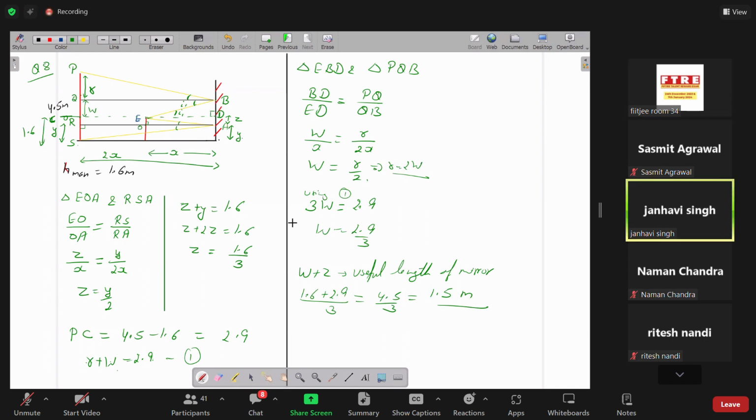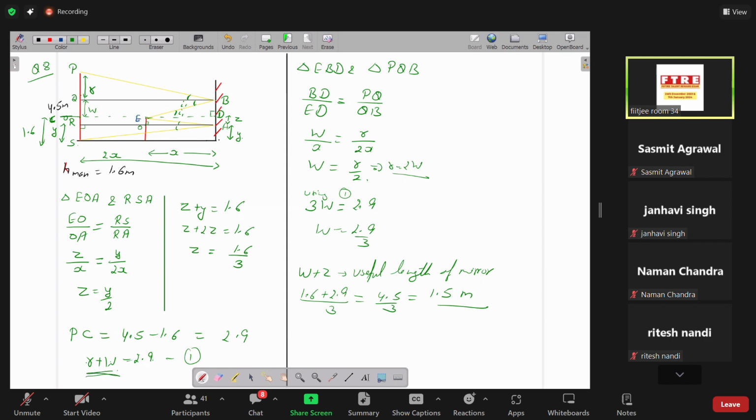Ma'am, how did you get 3W over there? Beta, I put this value of R in this equation. R plus W is 2.9, na? So R here, I can substitute as 2W. So I get 3W is equal to 2.9, giving me W is equal to 2.9 by 3. Now the useful length of mirror is W plus Z. So it is equal to 4.9 by 3. So answer is 1.5 meter. Yeah, ma'am. ठीक है?